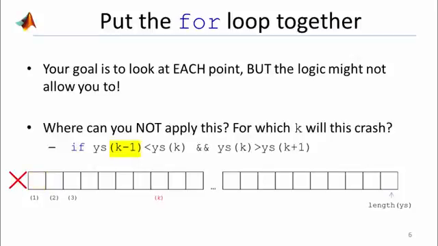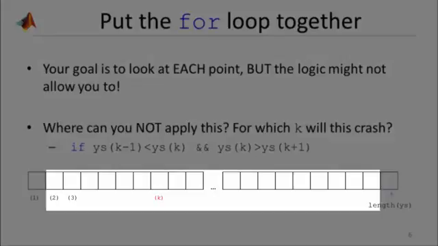So MATLAB will crash. Similarly, if you look at the very end, if you look at the length, well, what's k plus 1 in that case? It doesn't exist. So you can apply that logic to the extremities. So when we traverse, we're going to have to start from element number 2 all the way to the end minus 1.